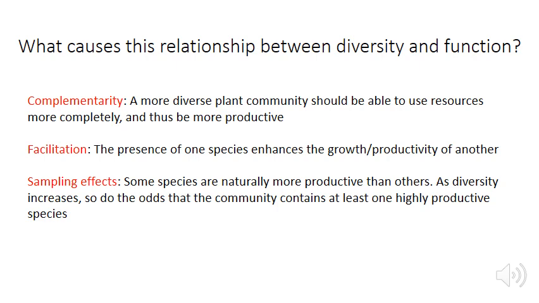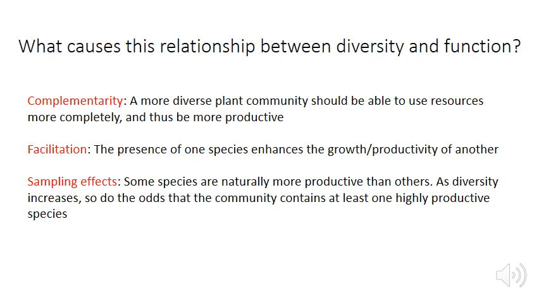The second idea is facilitation. This is where the presence of one species enhances the growth or productivity of another. And there are many potential examples of this, but one that immediately springs to mind is that of epiphytic plants. So epiphytes that grow on the surface of other plants. So these plants, if they grow, for example, in the canopies of trees, are going to have much more access to sunlight than they would if they grew on the ground. And so this just means that the presence of this large tree massively enhances the growth or productivity of this epiphytic plant.